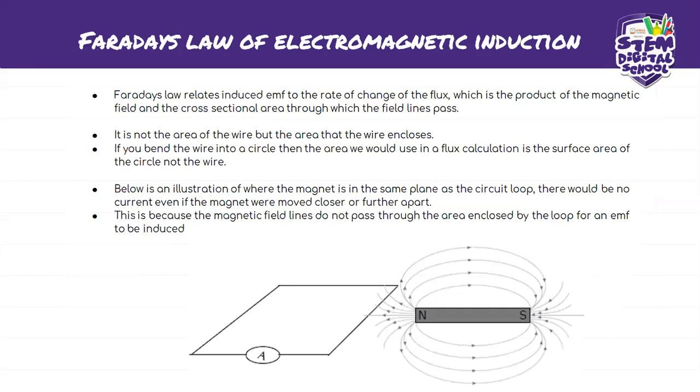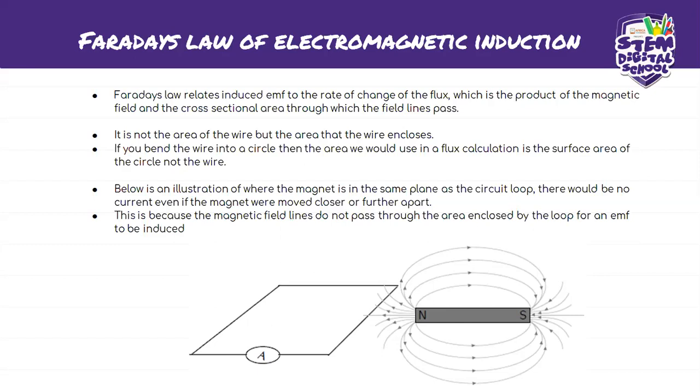Now we're still on Faraday's law of electromagnetic induction. Faraday's law relates induced EMF to the rate of change of the flux. How do they relate? The electromotive force is equal to the change in flux divided by the change in time. That's how they relate the two, through the product of the magnetic field and the cross-sectional area through which the field lines pass.